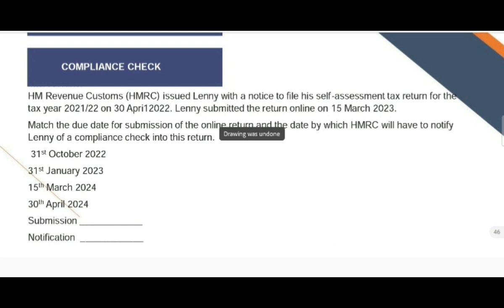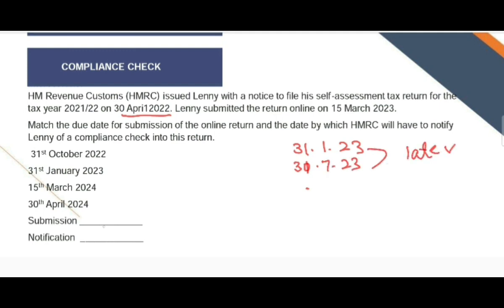HMRC issued Lani with a notice to file his self-assessment tax return for the year 21-22 on 30th April 22. Lani submitted the return online on 15th March 23. So first of all, our date for online return is 31st January 23, or within 3 months of the notice date, and within 3 months of notice date is 31st July 23, whichever is later. So whichever is later is 31st January 23. This is the date by which the online return should be submitted.